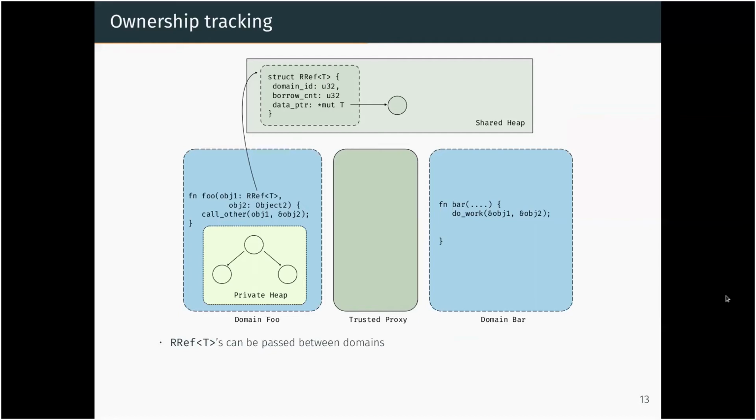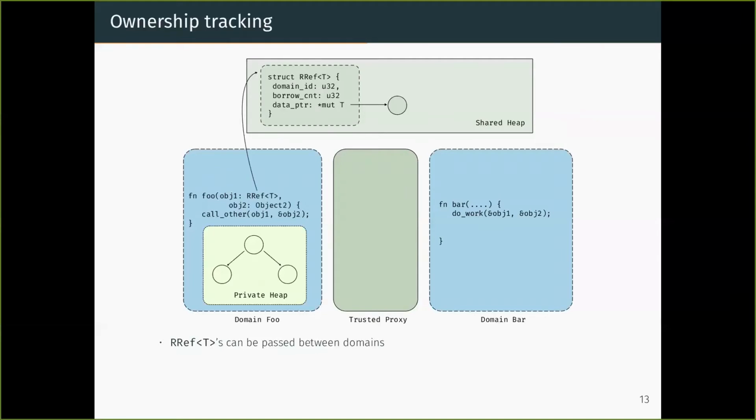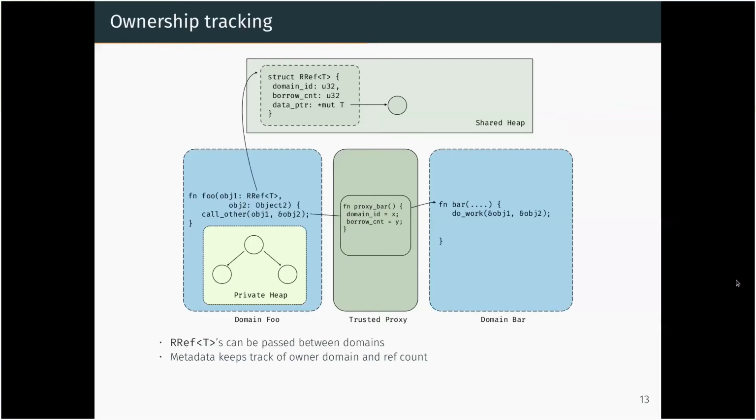Ownership tracking allows us to safely deallocate objects on the shared heap owned by a crashing domain. The metadata section of an RRef keeps track of the owner domain and the number of times it was borrowed immutably on cross-domain invocation. Initially, an RRef is owned by the domain that allocates the reference. If the reference is moved to another domain in a cross-domain call, we change the owner identifier inside the RRef, moving ownership from one domain to another. Thanks to Rust's ownership discipline, the caller loses access to the object.